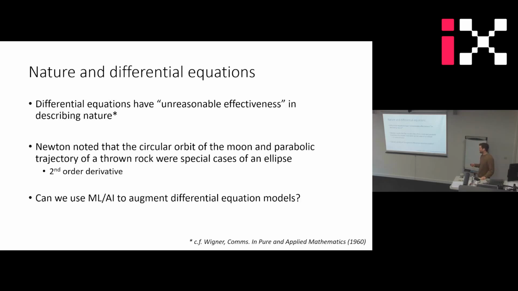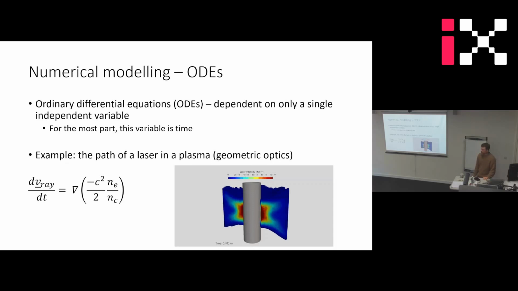But the question we ask is, with our shiny new tool of machine learning and AI, can we augment our differential equations and do even better at describing nature? So that's where all these different techniques are going to come in. All right, so what do these differential equations look like? There's two kinds, ordinary and partial. Apologies if you know this, but this lays the groundwork for what's to come.